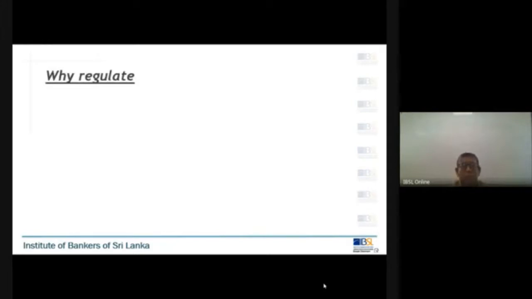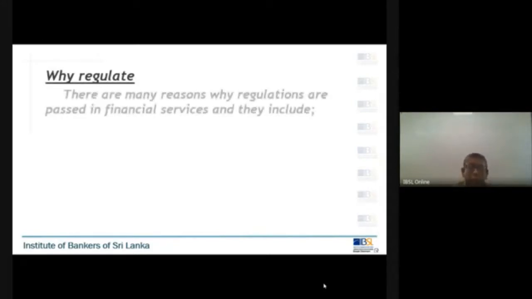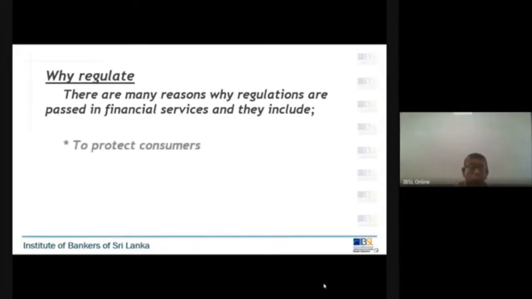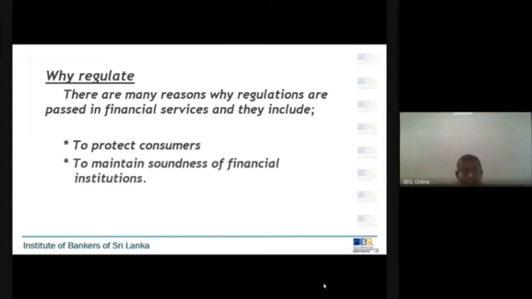Right. Now, let's look at another area. Why regulate? What is the purpose? Why do we need to regulate? There are many reasons why regulations are passed in financial services. Okay, let's look at the first one. To protect consumers. We need regulation to protect consumers, as explained to you earlier. Financial institutions are running with customers' money, so we need to protect the innocent consumer or customer. First point. Second, you also need to maintain the soundness of financial institutions, right?